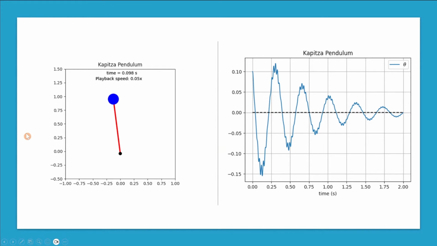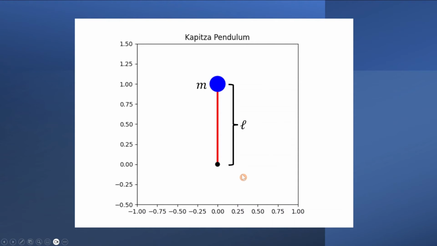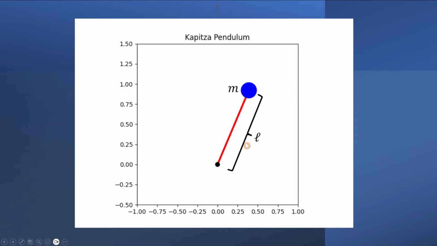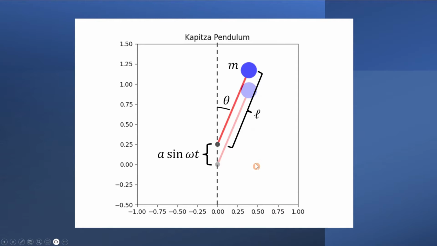Now let's get started. First, we'll model the Kapitza Pendulum as a pendulum with length L and mass m. We're going to assume that the rod is massless. Then we'll define theta as the clockwise displacement from the vertical axis measured in radians. And finally, we're going to oscillate the pendulum up and down in the y-axis by this a sine omega t. So then the x-coordinate of the mass is going to be L sine theta, and the y-coordinate is going to be L cosine theta plus this a sine omega t.